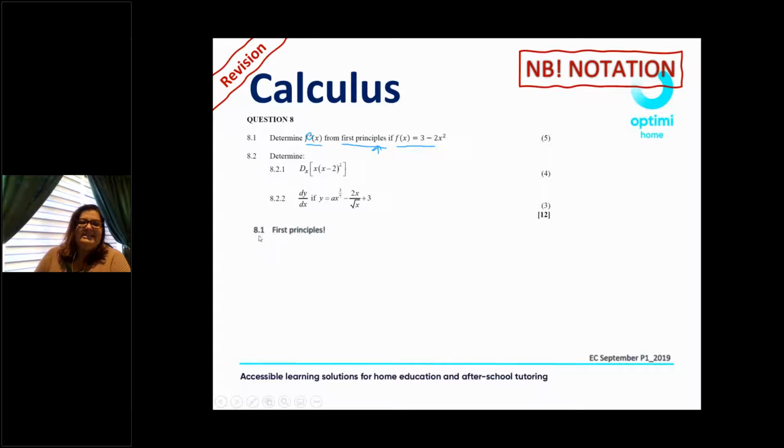So, like I said, the key words over here are first principles, and that gives me an indication of what method I should use.